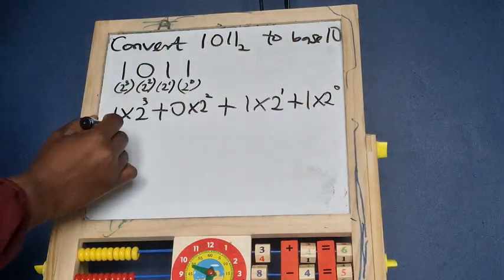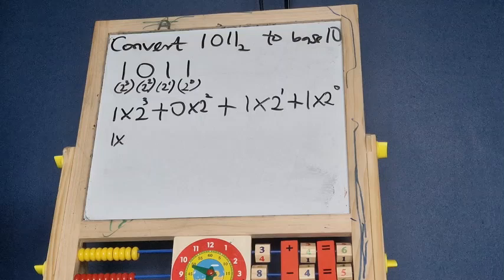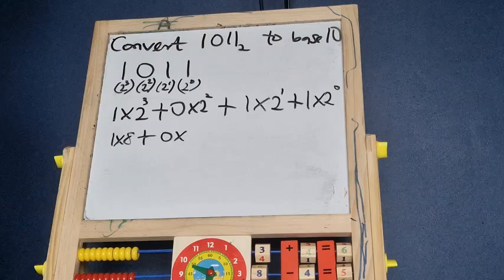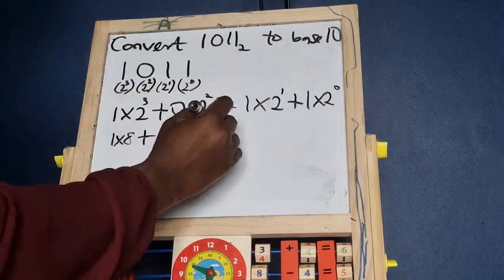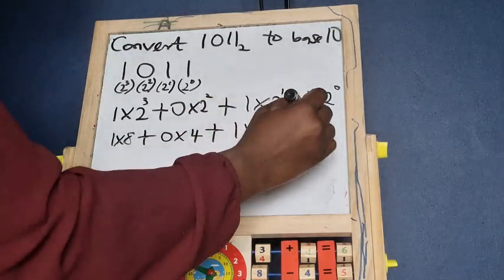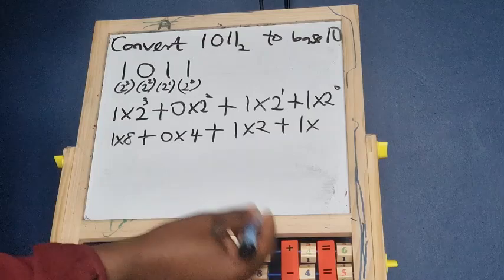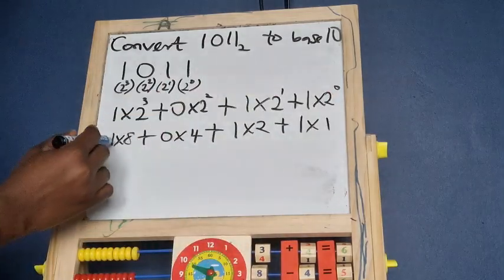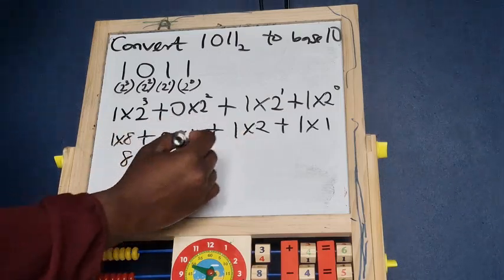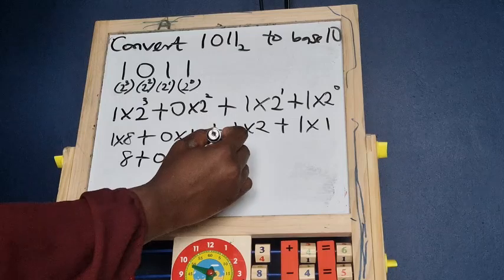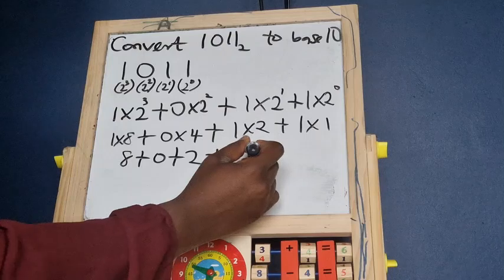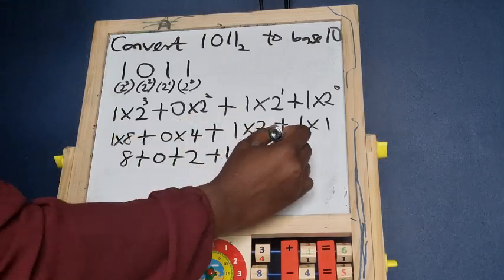So this would give us 1 times 2 raised power 3 means 2 times 2, 4 times 2, that's 8. Then plus 0 times 2 times 2, 4. Then plus 1 times 2 to the power 1, 2. Then plus 1 times 2 raised power 0. Anything raised power 0 is 1. So we would have 1 times 8 is 8. Plus 0 times 4 is 0. Then 1 times 2 is 2. Then 1 times 1 is 1. That would give us 8 plus 0 plus 2, that's 8 plus 2 is 10. 10 plus 1 is 11.